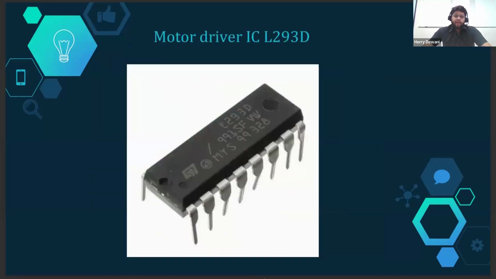Next, we will take a look at a motor driver IC L293D. Motor drivers act as an interface between the motors and the control circuits. Motors require a high amount of current, whereas the controller circuit works on low current signals. So the function of the motor driver is to take a low current signal and turn it into a high current signal that can drive a motor.